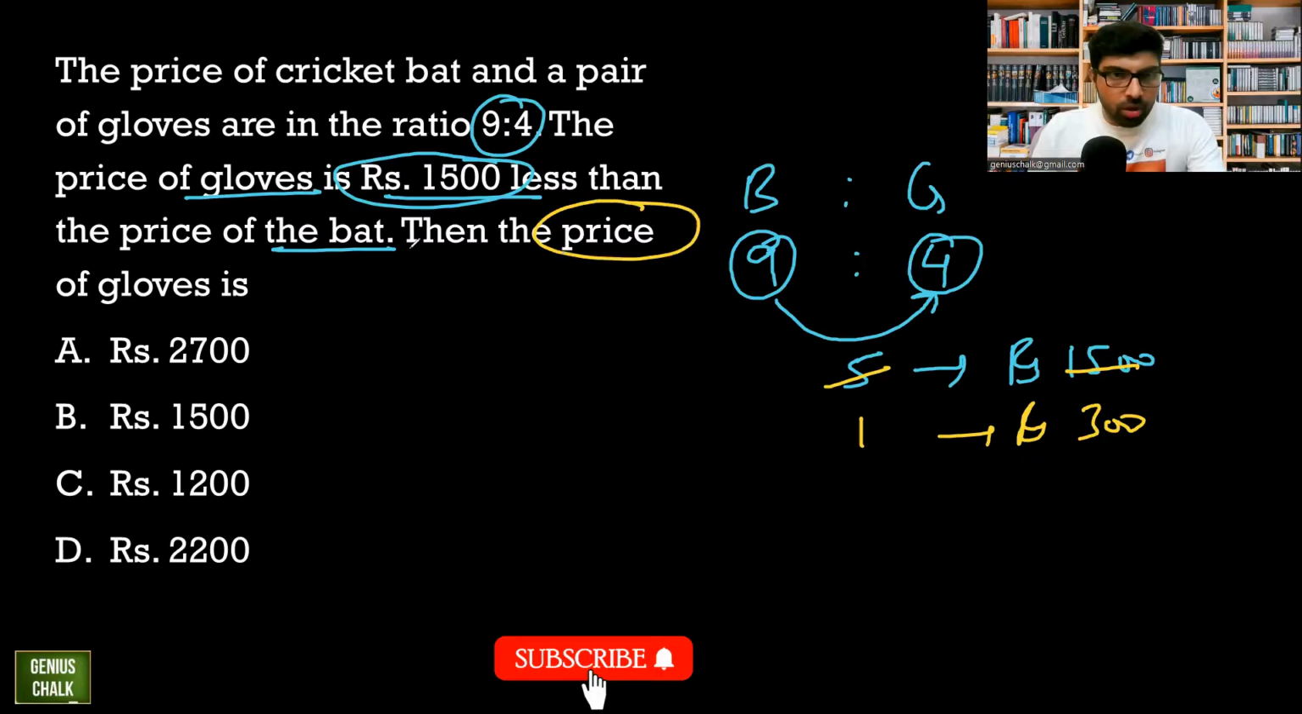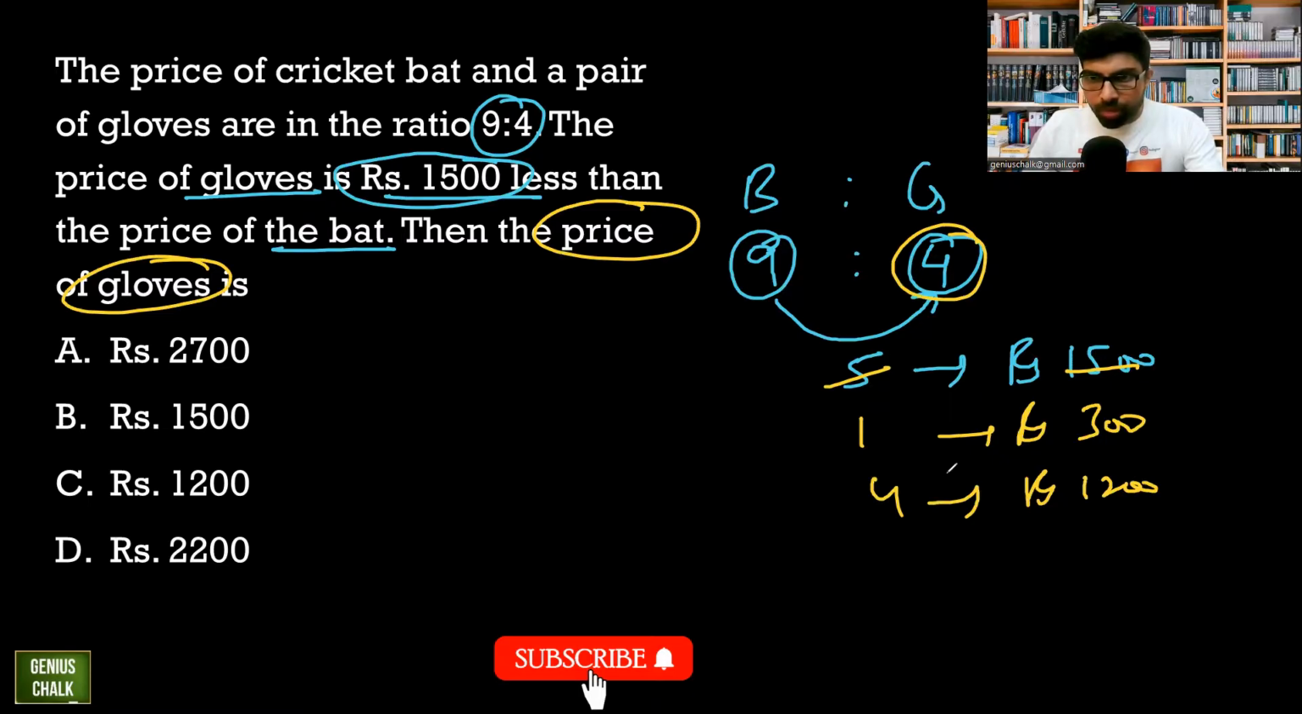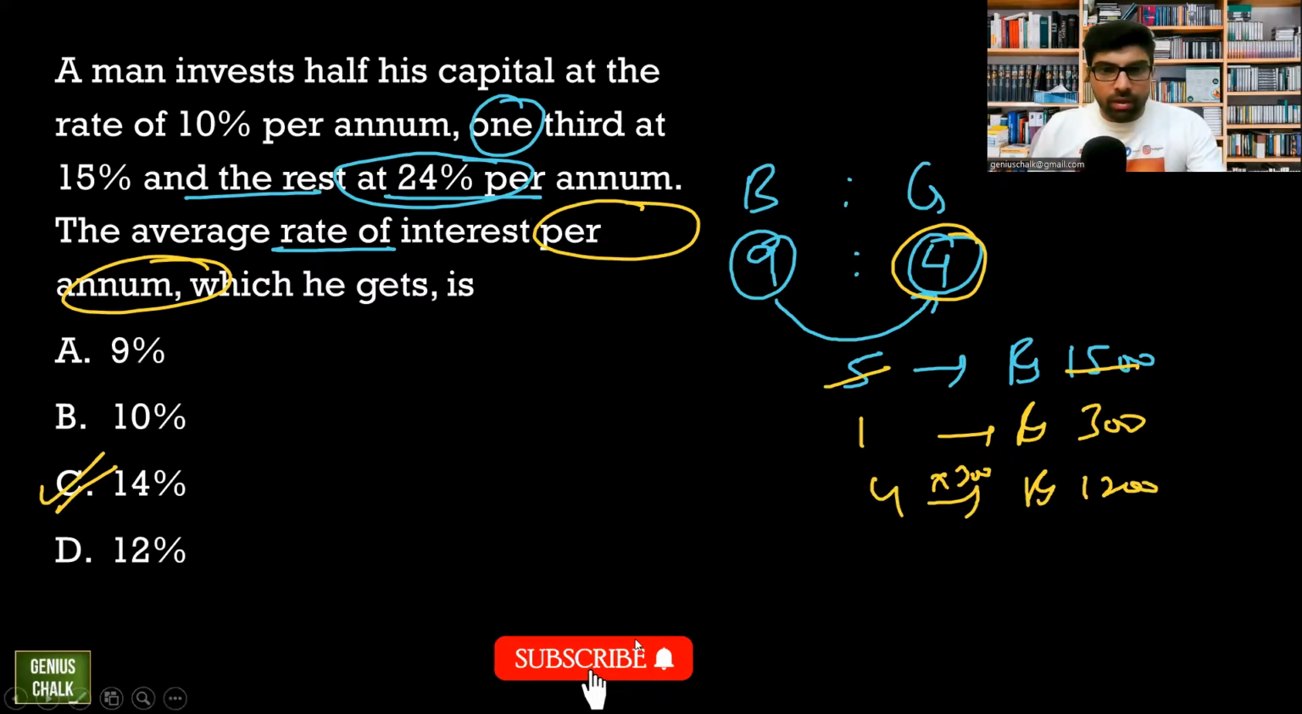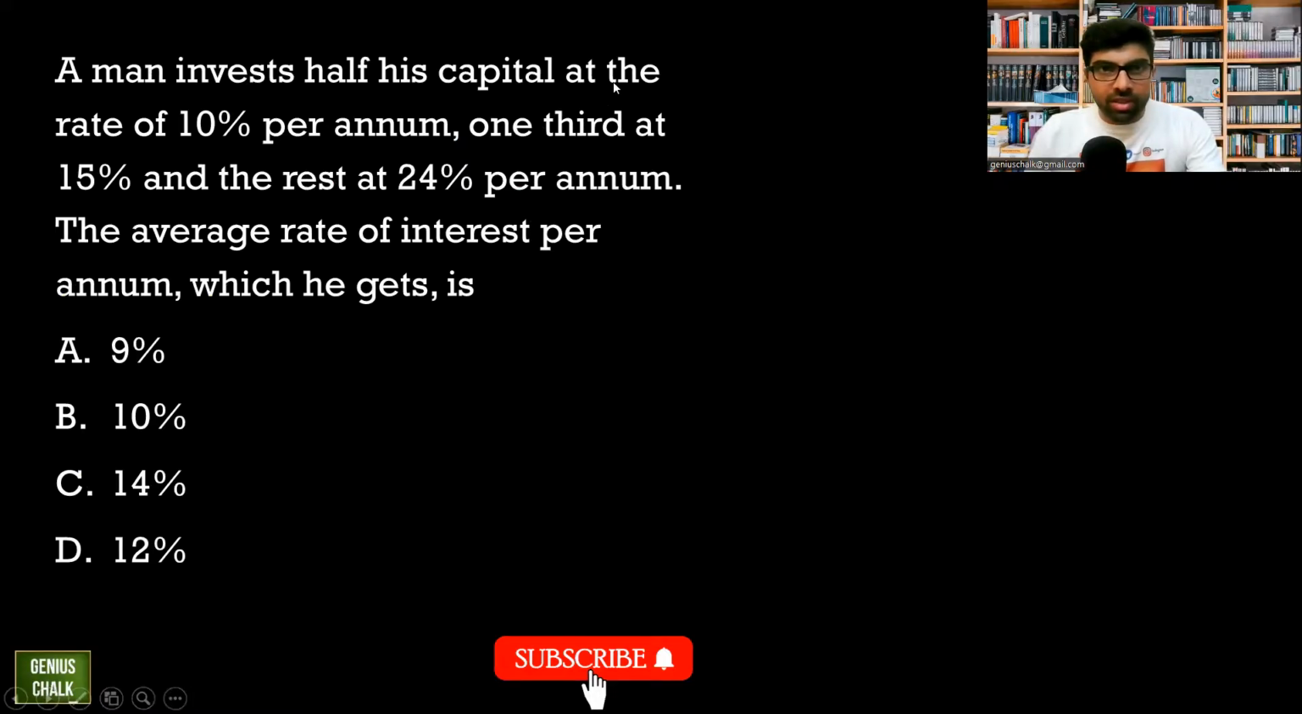What is asked? The price of the gloves. Gloves are 4 units. So 4 units will be 300 into 4, right? That is 1200. That is option C. Next one: a man invests half his capital at the rate of 10%, one third at 15%, and the rest at 24% per annum. This is a good question. Please see it carefully. Then the average rate of interest per annum which he gets is?